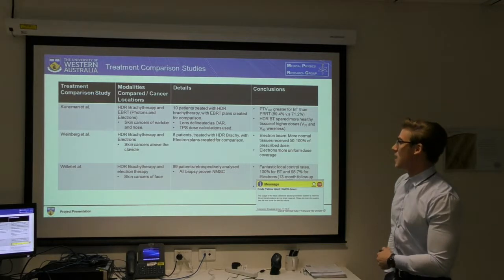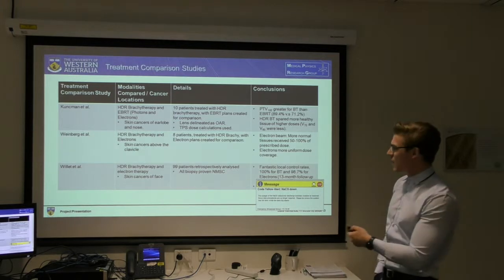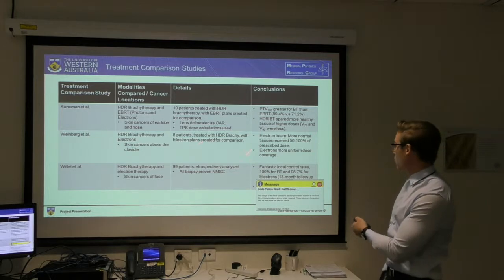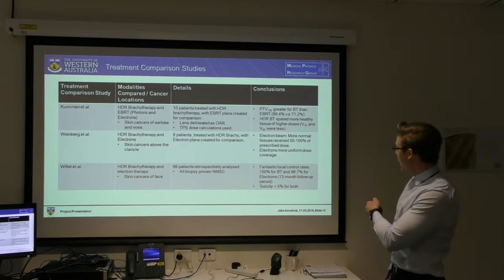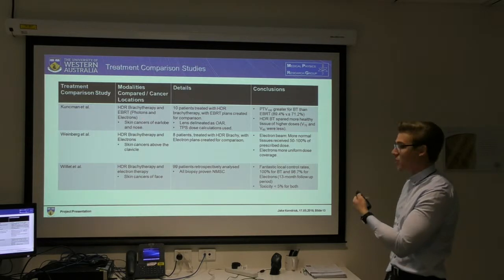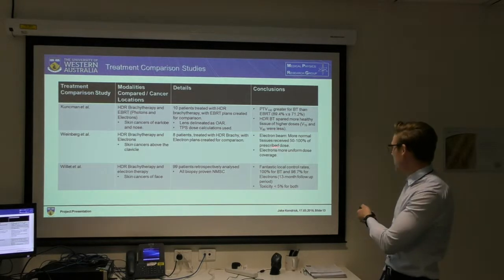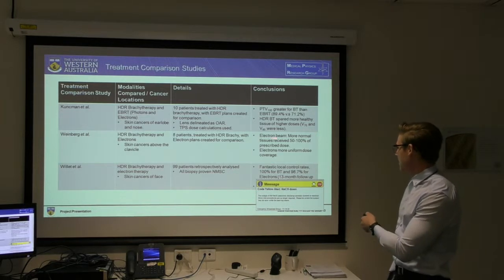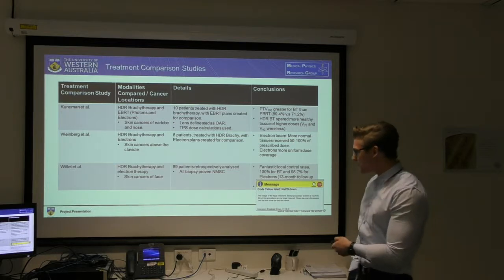Weinberg and his colleagues performed a similar analysis, except just with high dose rate brachytherapy and electrons, and only for skin cancers above the clavicle. It was 8 patients who were all treated with HDR brachytherapy, with electron plans created for comparison. They found, very similar to Kunkman and his colleagues, that the electron beam resulted in more normal tissue receiving between 50 and 100% of the prescribed dose. But interestingly, they found the opposite in that the electrons provided a more uniform dose coverage than brachytherapy.